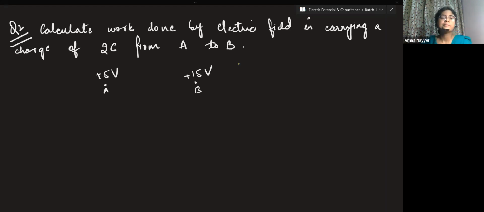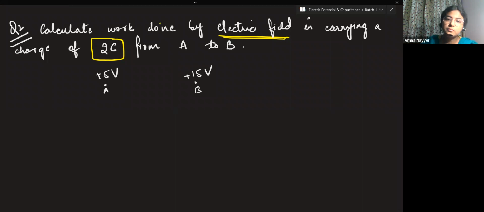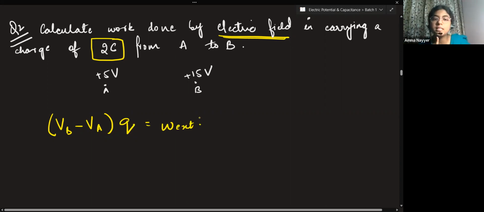Look, you have to calculate work done by electric field. Firstly, remember, you have to calculate work done by electric field. So read the question carefully. In carrying charge 2 coulombs from point A to point B. All right. Now see, final potential is VB, initial potential is VA. This change in potential multiplied by the charge gives the work done by the external force. All right, this gives the work done by external force.